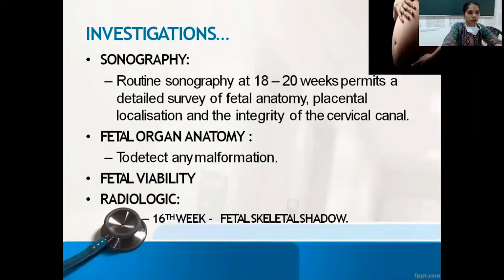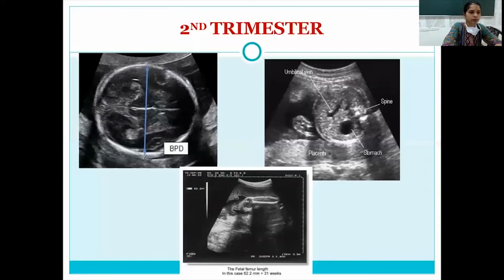And in the second trimester, we do the ultrasound at 18 to 20 weeks for the fetal survey of the fetal anatomy. Any anomalies can be detected at this gestational age, and fetal viability. Usually we don't do radiology at the 16th week, but in case of any previous achondroplasia or bony deformities in a previous pregnancy, we do the fetal skeletal survey. This is the second trimester. This is the anomaly scan, that is TIFFA scan, targeted imaging of fetal anomalies. This is the head. This is the fetal abdomen.